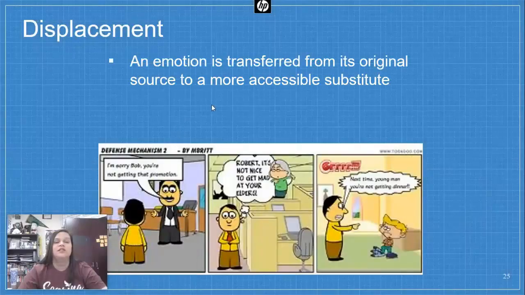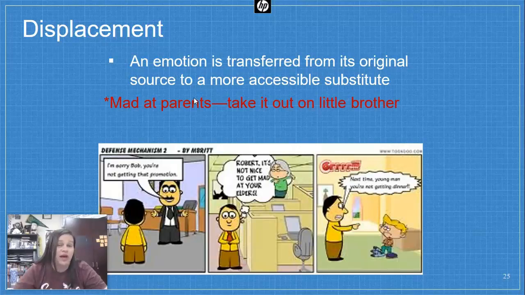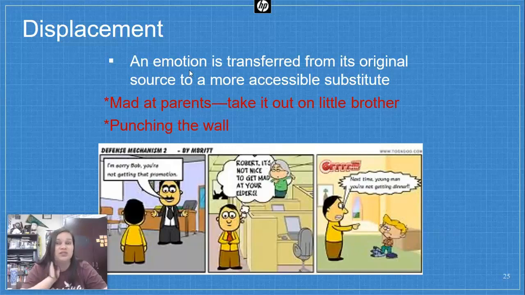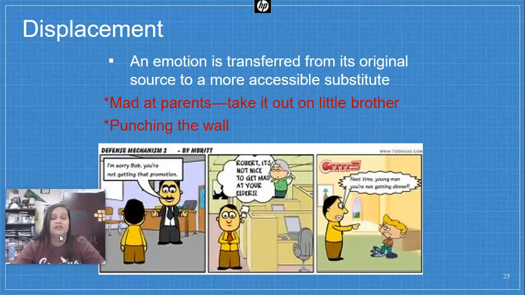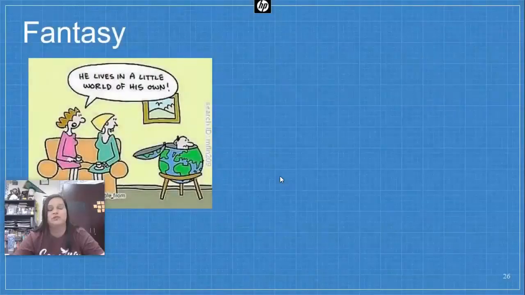With displacement, we have an emotion that we can't take out on its original source because that would be unacceptable, like yelling at your boss, yelling at your teacher. So instead, you take out or you transfer that emotion to a more accessible substitute. So you're mad at your parents, but instead of yelling back at your parents, you take it out on your little brother, punching the wall, or some kind of inanimate object. In the cartoon down here, he's upset with his boss and he goes home and yells at his kid instead. So you are displacing your emotion to another more accessible source.